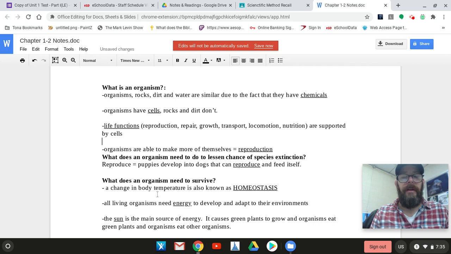What does an organism need to survive? A change in body temperature is also known as homeostasis, for example. So homeostasis is what an organism needs to survive. The organism needs energy. All living organisms need energy to develop and adapt to their environments.